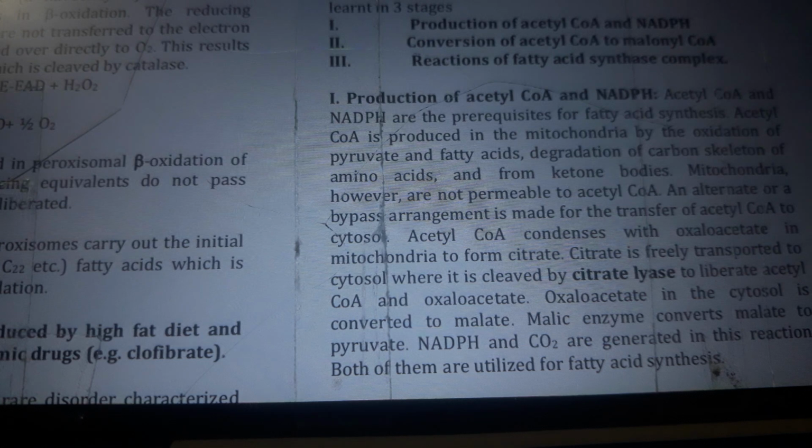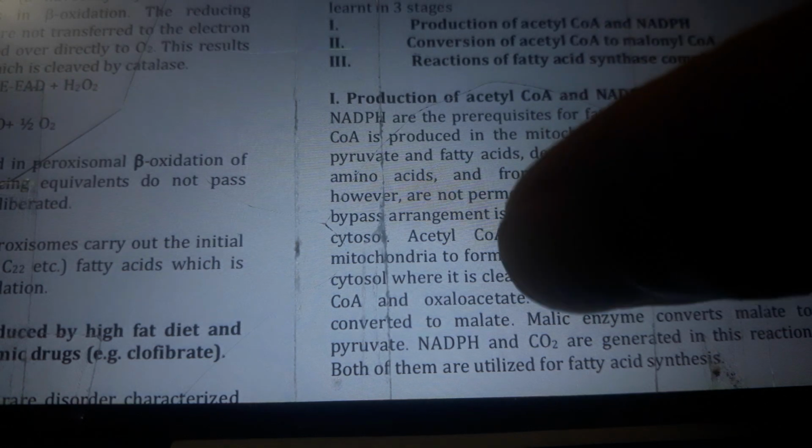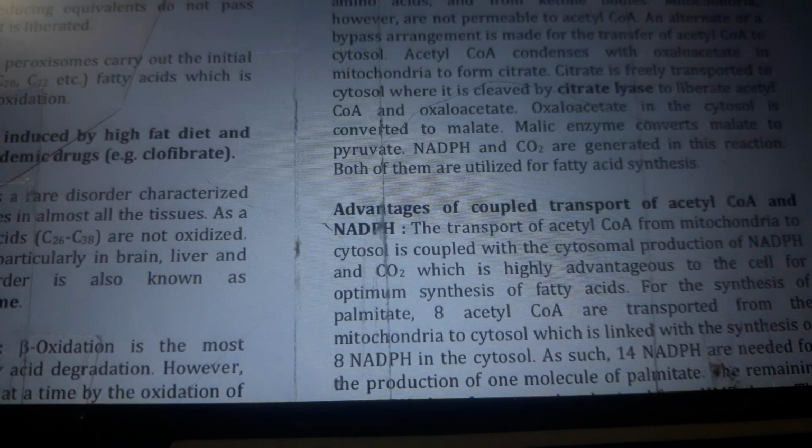The fatty acid synthesis may be learned at three stages: production of acetyl-CoA and NADPH, conversion of acetyl-CoA to malonyl-CoA, and reactions of the fatty acid synthase complex. Production of acetyl-CoA and NADPH. Acetyl-CoA and NADPH are the prerequisites for fatty acid synthesis.